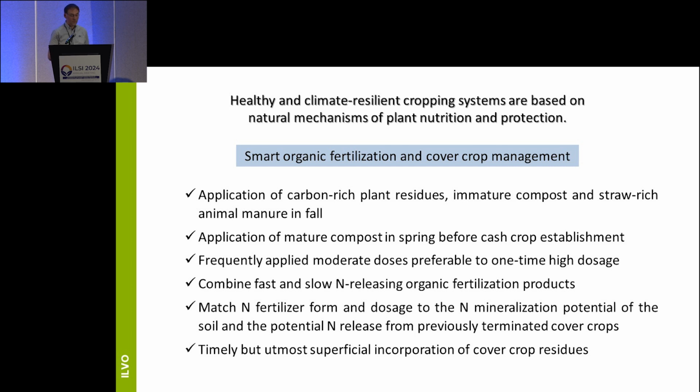Then an important thing to minimize nitrogen leaching is to match nitrogen fertilizer form and dosage to the nitrogen mineralization potential of the soil and the potential nitrogen release from previously terminated cover crops. And then, what's related to the reduced tillage practice, is timely but utmost superficial incorporation of crop residues.